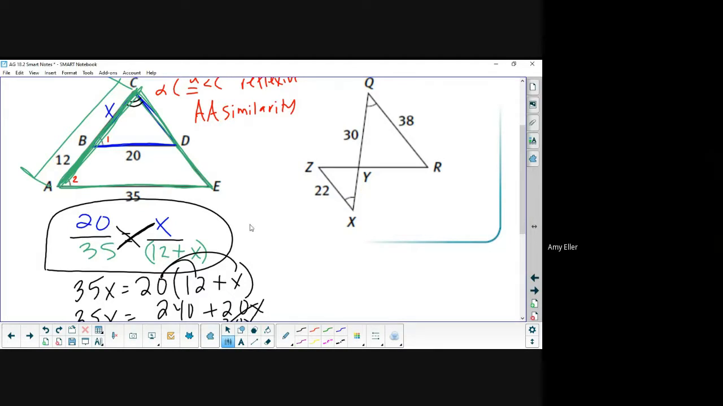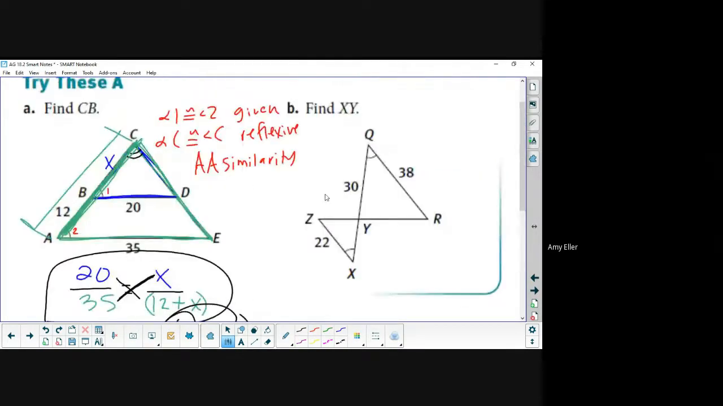Okay, we're going to do the exact same steps. So let's look at part B. It asks us to find xy. Here is xy. I'm going to call that A. You can pick any letter you want. I don't really want to use X because that's already been chosen in the picture.